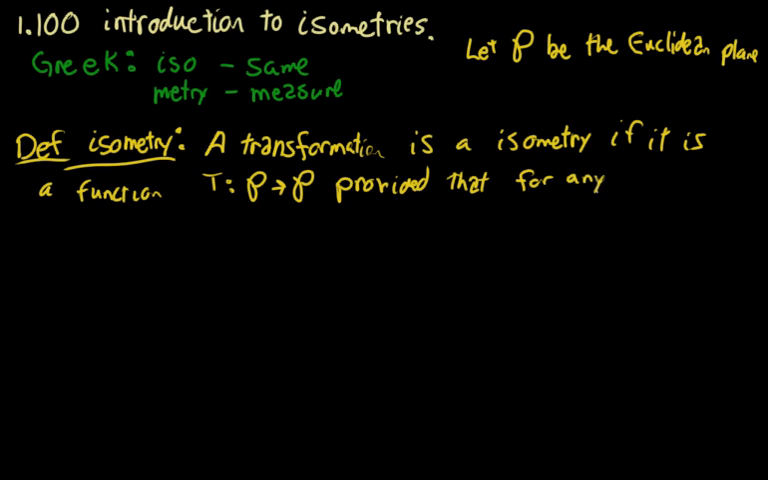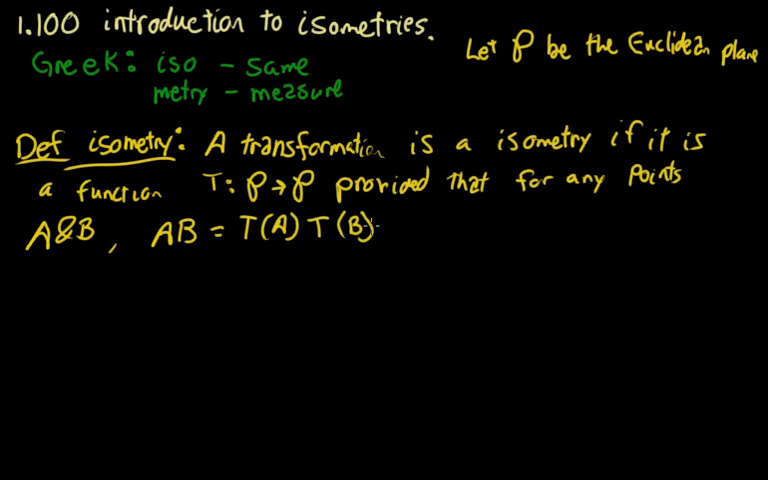for any points A and B, AB equals the transformation of A and the transformation of B. So this is just saying that any two isometries form another isometry, which means any number of isometries still form another isometry. Let's go over some notation.